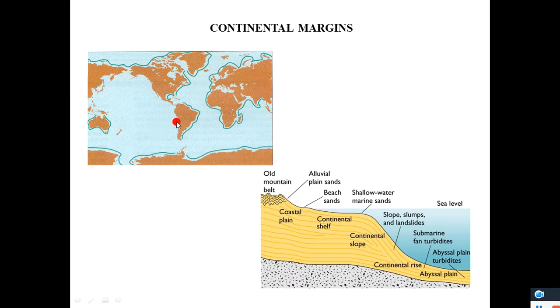Here subduction is taking place, so this is a passive continental margin. Here subduction is taking place, so here the continental margin will be active. We will understand this in the coming slides. In general, coming from the old mountains and alluvial plains to the beaches comes the continental shelf, then the continental slope, then the rise. Then comes the abyssal plain, the deep ocean. So this is the continental marginal part.